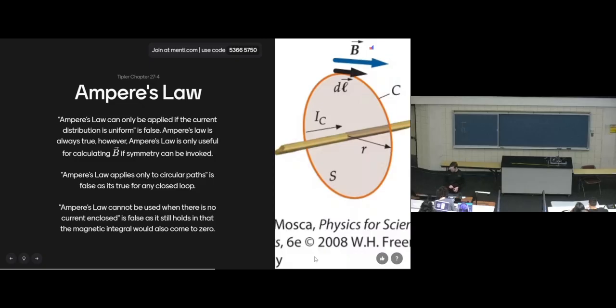The second one was false because Ampere's law is true for any closed loop. And Ampere's law cannot be used when there's no current enclosed. That's false. It just means that the magnetic field is zero if there's no current enclosed.